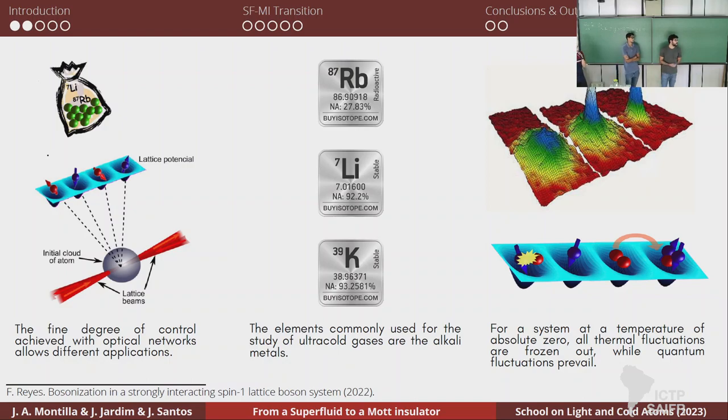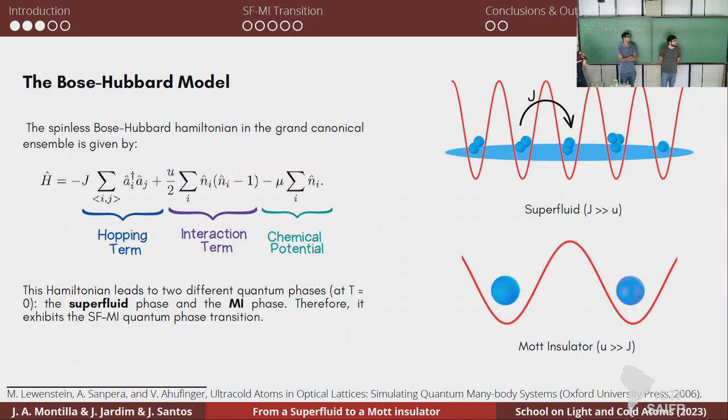Then we are going to turn on the optical lattice, and we are going to have interaction in each one of the sites, and also tunneling between neighboring sites. That is, we are going to be in the superfluid regime. So one good model to start describing this kind of phenomena is the Bose-Hubbard Hamiltonian. This one is usually known as the spinless Bose-Hubbard one.